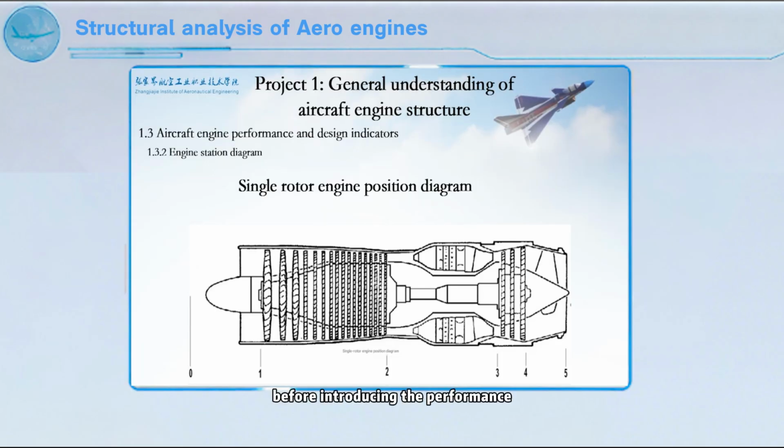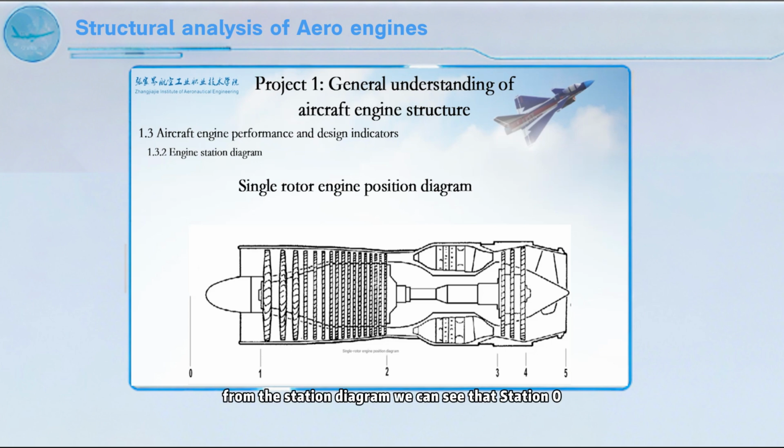Before introducing the performance and design indicators of the engine, let's first learn the station diagram of the single-rotor engine. The station diagram allows us to more clearly mark the parameters of different sections of the engine so that we can quickly understand which section of the engine it is through the station number.